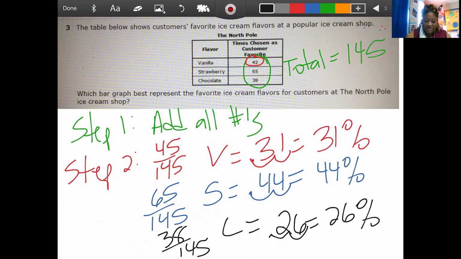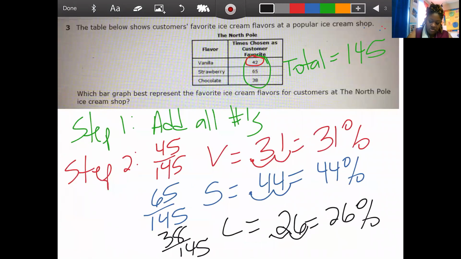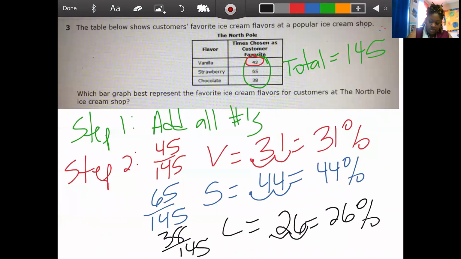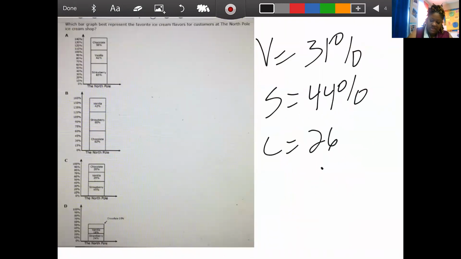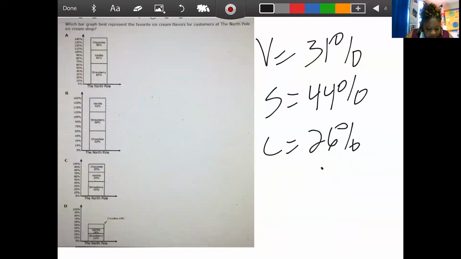Let's go and find our information. So vanilla is 31%, strawberry is 44%, and chocolate is 26. Now I think we're supposed to round, but just find the one that's the closest. So which example over here is the closest? That's going to give us strawberry, 44%. Okay, let's look. Strawberry, 44%. Okay, so this one says 45. So that's going to be our answer.